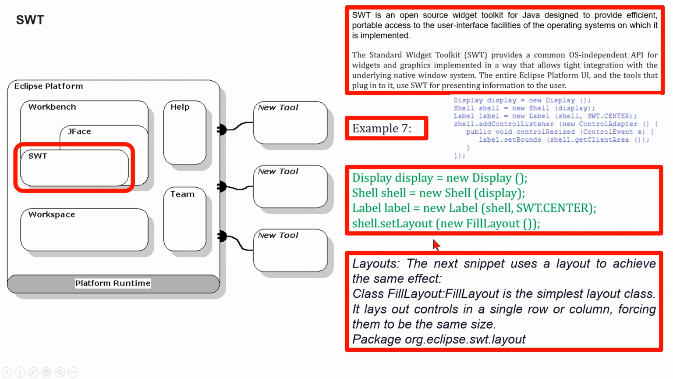Here is the fill layout. Fill layout is the simplest layout class. It lays out controls in a single row or column, forcing them to be the same size. This is in the package org.eclipse.swt.layout.